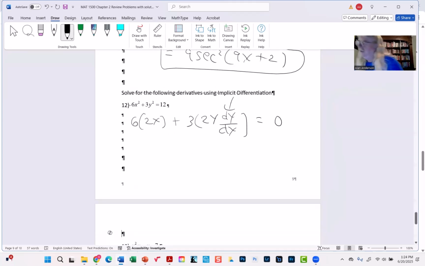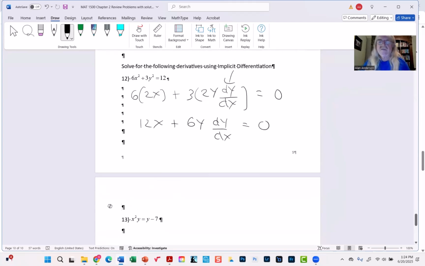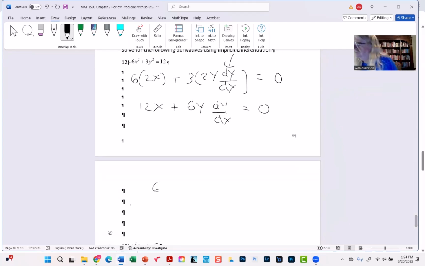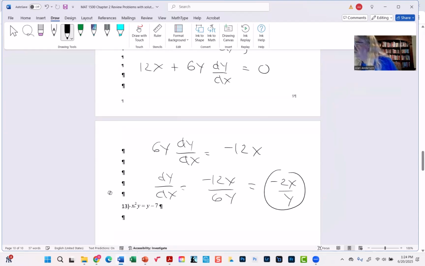Okay, and then you're going to have 12x plus 6y dy dx equals 0. And then you can subtract the 12x from both sides. And then we can divide by the 6y. And of course, you can reduce this if you want to minus 2x over y. And that's it. That's the final answer.